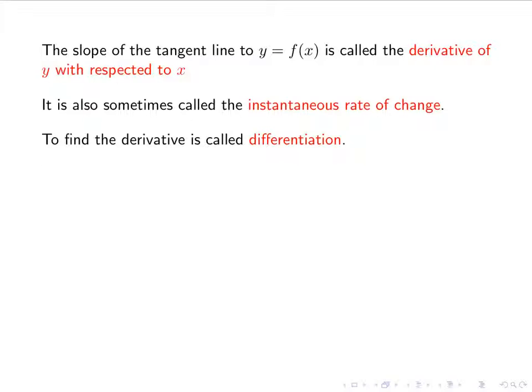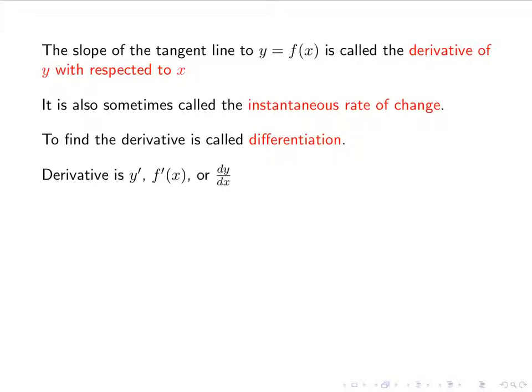To find the derivative is called differentiation, or you differentiate a function to find the derivative. Do not use the word derive. Derive means taking things and creating something new from it. So derive and derivative are not the same thing.